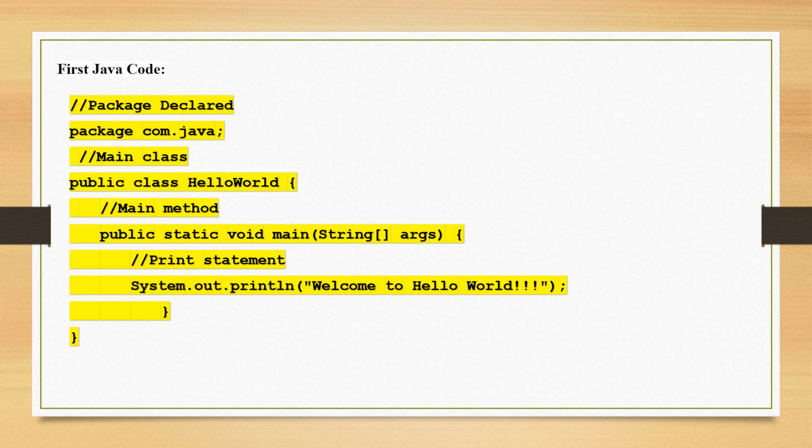This is the first code of Java. First we declare a package name as com.java, and the main class defined as public class HelloWorld, and the main method declared as public static void main String args. Then finally we are printing the statement as System.out.println welcome to HelloWorld.